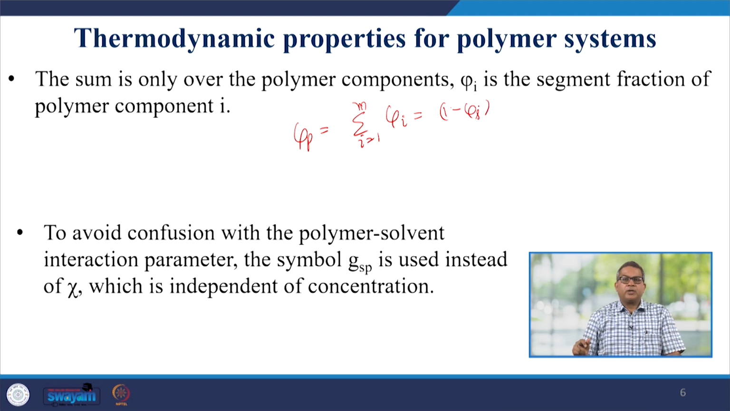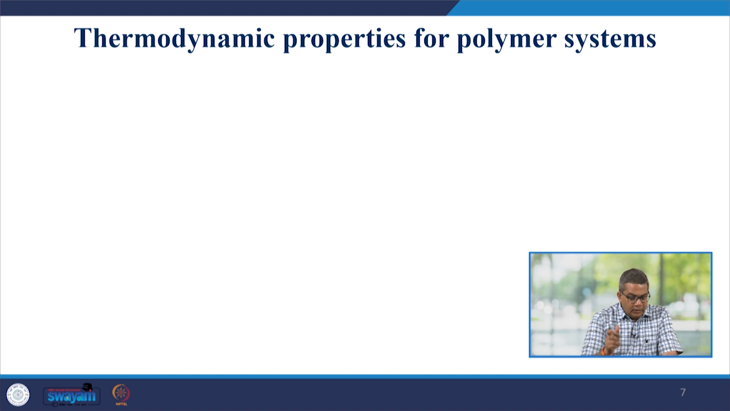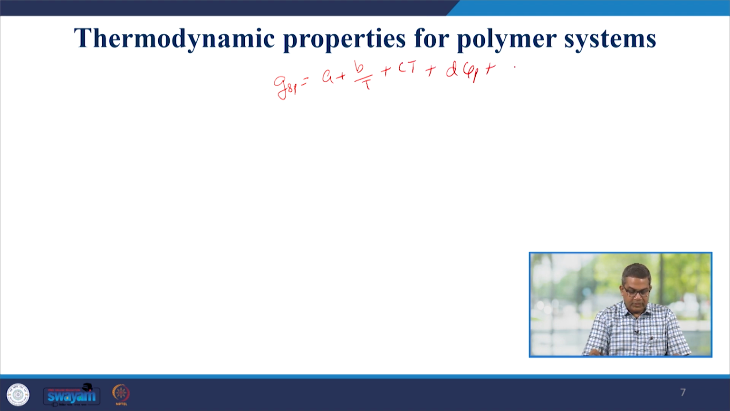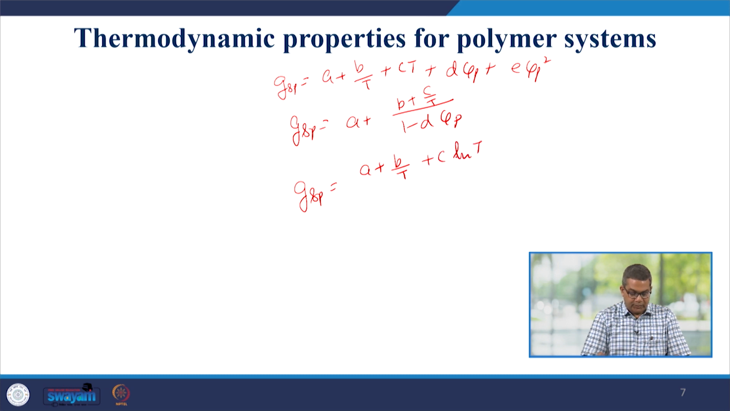To avoid any confusion with the polymer solvent interaction parameter Xi, which is independent of concentration, the symbol G SP is used. Now this G SP is equal to A plus B over T plus C T plus D psi P plus E psi P square. Or G SP is equal to A plus B plus C over T, over 1 minus D psi P. Or G SP is equal to A plus B T plus C ln T, over 1 minus D psi P.